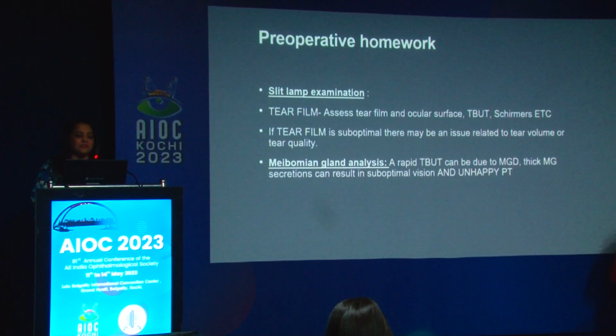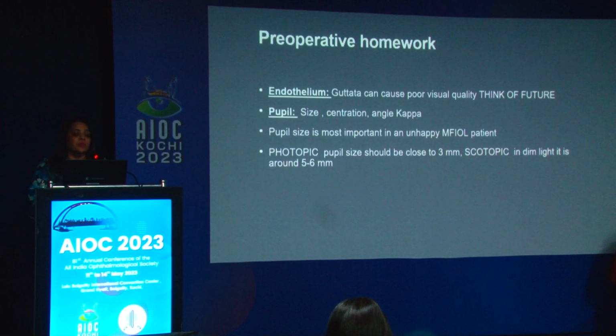A thick MG secretion can result in suboptimal vision and an unhappy patient. So even after doing a fantastic surgery, even after putting the lens properly, yet the patient is unhappy, this is something we have to go back and think about: is this the issue that the patient is facing? The endothelium, we have to look at the guttata, see if that is the cause of the poor vision. The pupil size, centration, angle kappa, we all know about it.